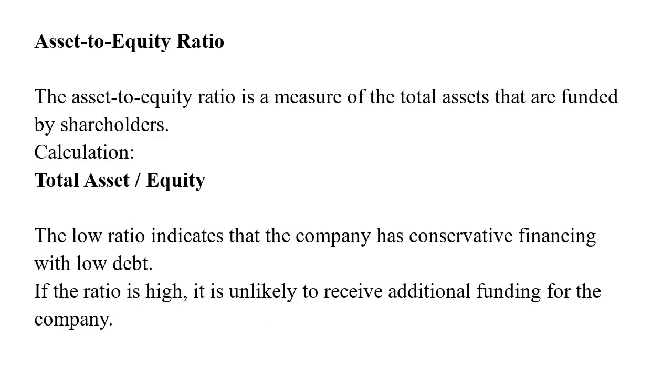Next, we will see the asset to equity ratio. What is the asset to equity ratio? The asset to equity ratio is a measure of the total assets that are funded by shareholders. How is this calculated? Total assets divided by equity. A low ratio indicates that the company has conservative financing with low debt. If the ratio is high, it is unlikely to receive additional funding for the company.